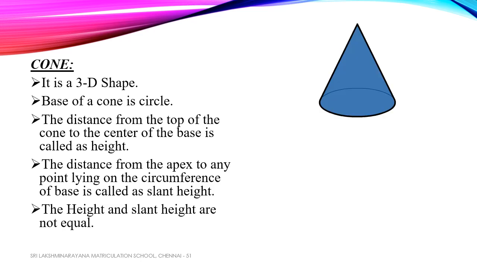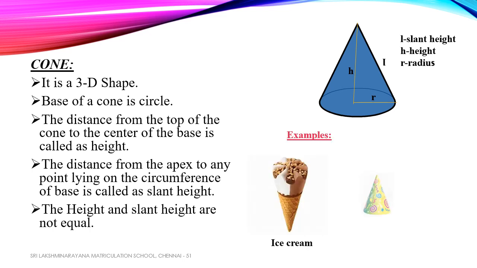Cone. Cone has one vertex and it has one curved edge. It has two faces, one curved face and one flat face. The distance from the top of the cone to the center of the base is called height. The distance from the apex to any point lying on the circumference of the base is called slant height. Children, look at these familiar objects. All these objects are in the shape of a cone.